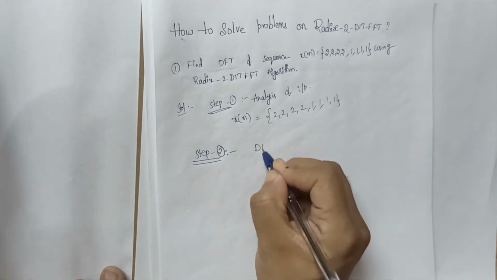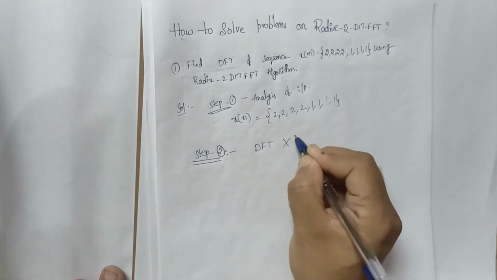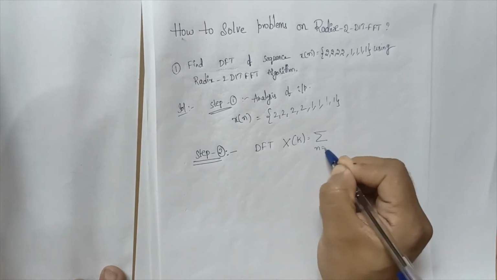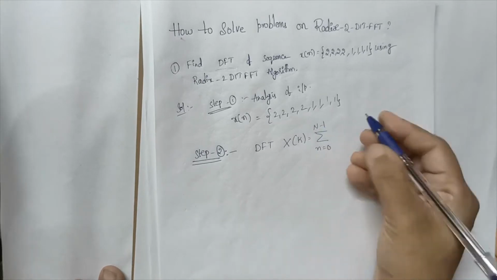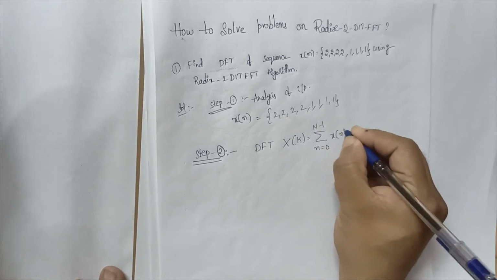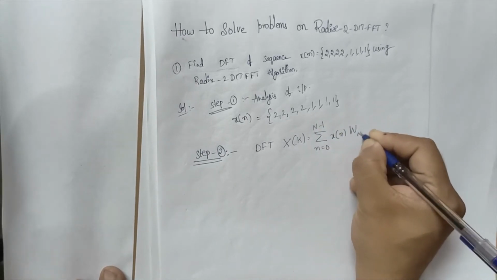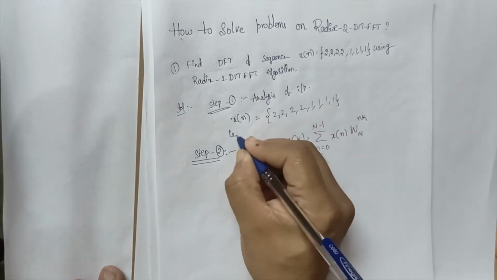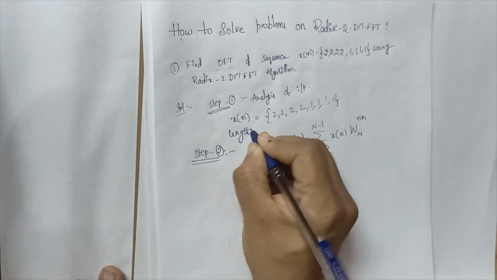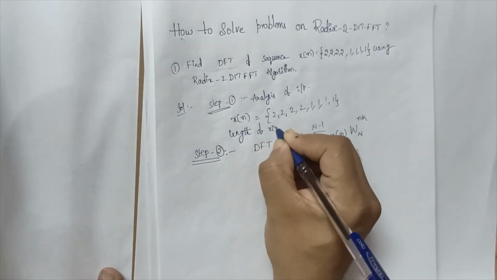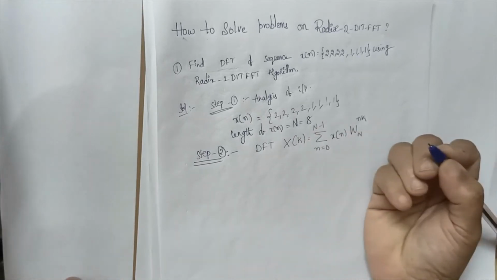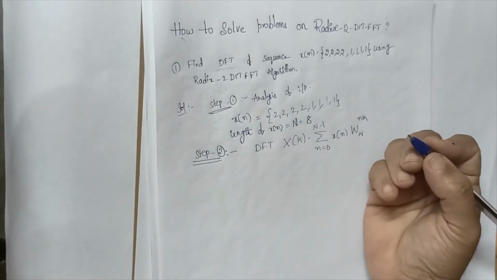So the equation for DFT is x of k equal to summation n equal to 0 to N minus 1 of x of n omega N power nk. And here in step 1, sorry I forgot to tell you, the length of x of n is equal to capital N, that is equal to 8.